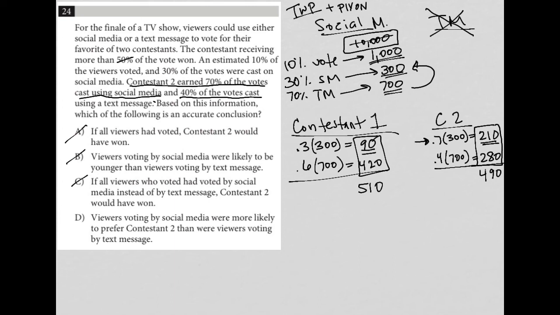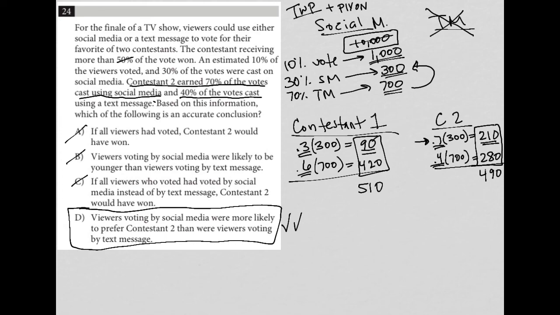So choice D says viewers voting by social media were more likely to prefer contestant 2 than were viewers voting by text message. Now, I like that answer because that's what the data shows, right? So if you're a text message voter, you were more likely to vote for contestant 1, right? Because 60% versus 40%. But if you're a social media voter, you preferred to vote for contestant 2, 70% versus 30%. So that is a great answer here, especially given that all the other ones we proved were incorrect. So choice D is the best answer.